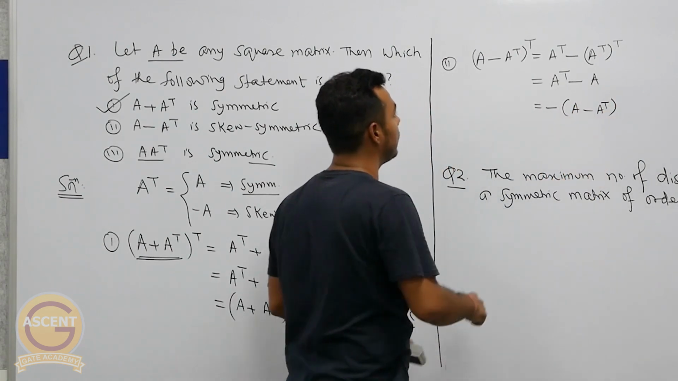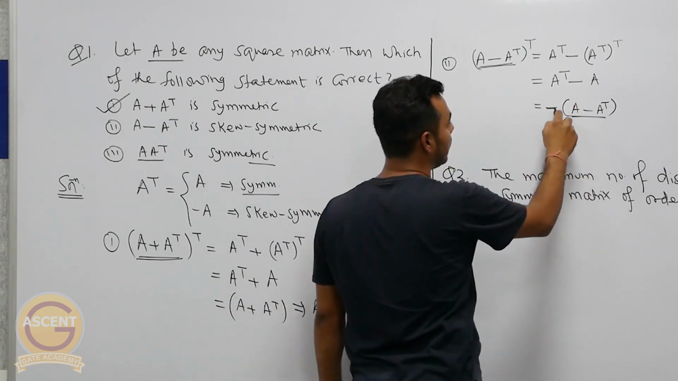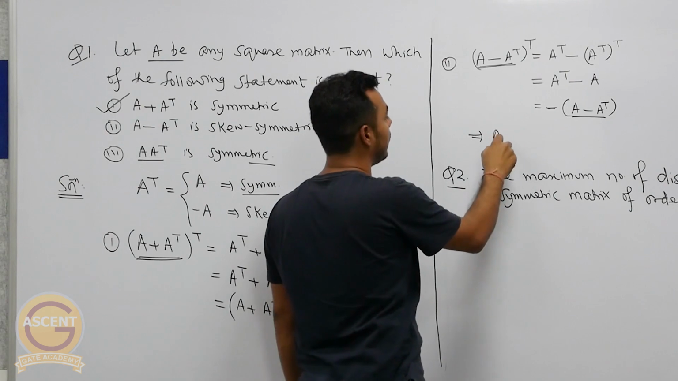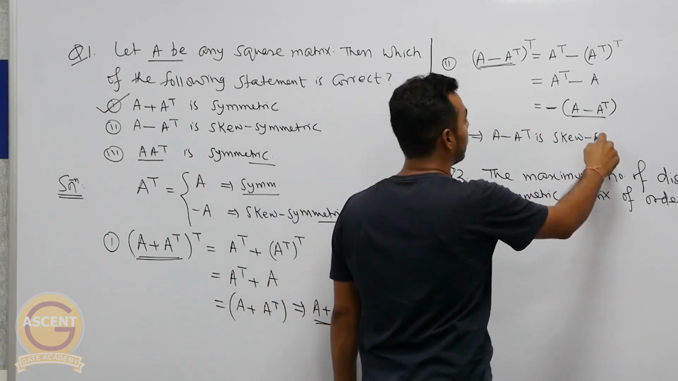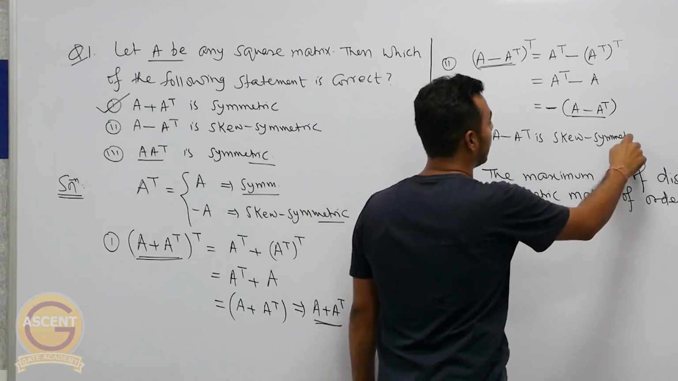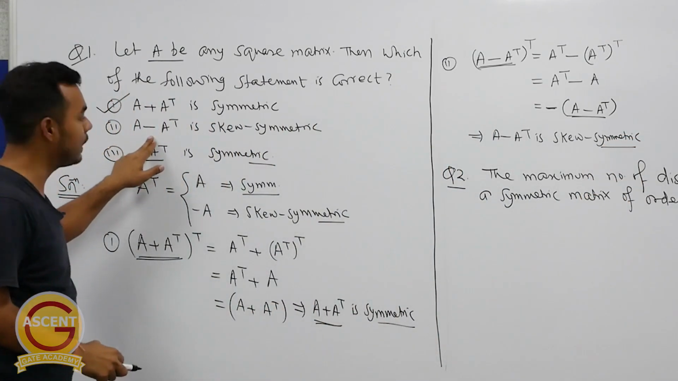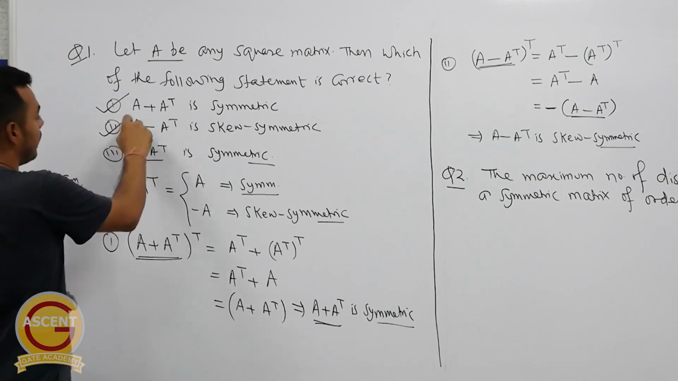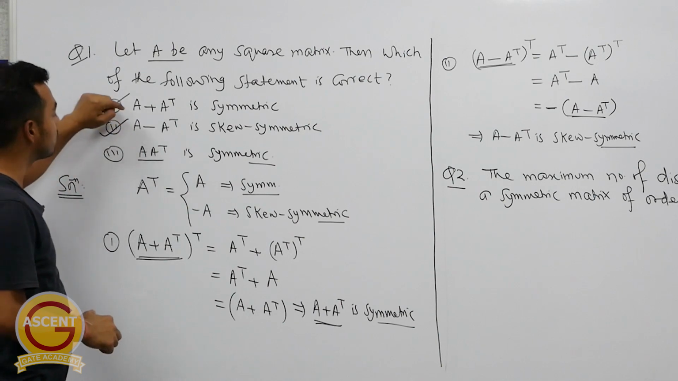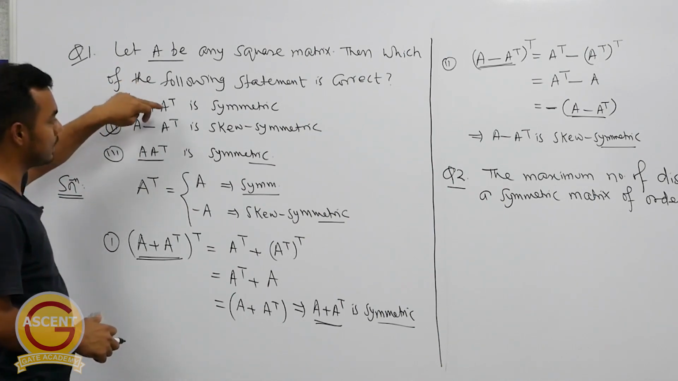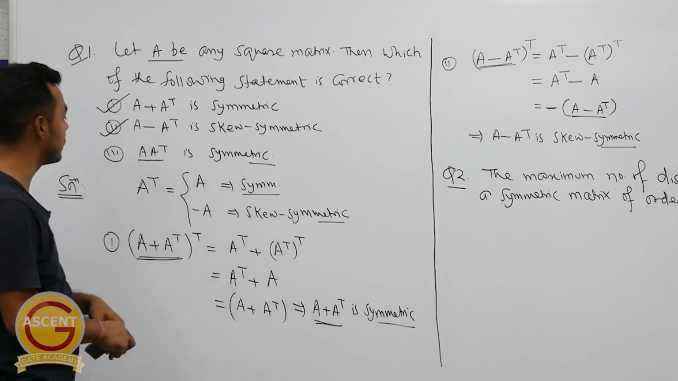So as you can see, we have taken the transpose of this matrix and we have obtained the same matrix with minus sign. So this means A minus A transpose is skew symmetric. So therefore the second statement is also correct. Since the transpose of this matrix is negative of this matrix, the statement that A minus A transpose is skew symmetric is correct. So the first two statements are correct. A plus A transpose is always symmetric. A minus A transpose is always skew symmetric.